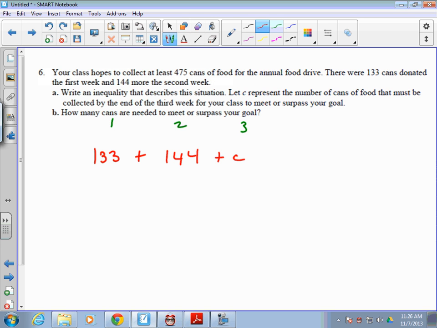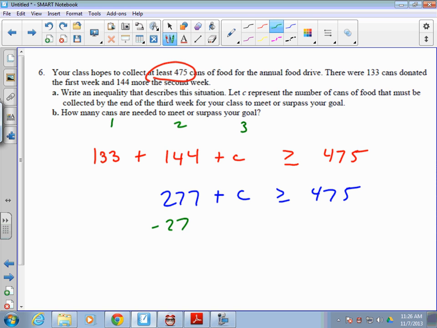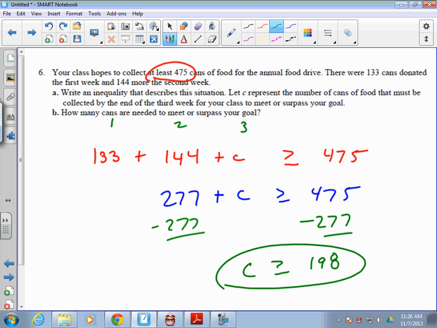It says hope to collect at least 475. So we hope together those three are going to be greater than or equal to 475. So when you put 133 and 144 together, you get 277 plus C is greater than or equal to 475. And then get rid of positive 277 by subtracting it from the other side. C is greater than or equal to 198. So that's saying in the third week, they need to collect at least 198 cans in order to meet their goal of at least 475.